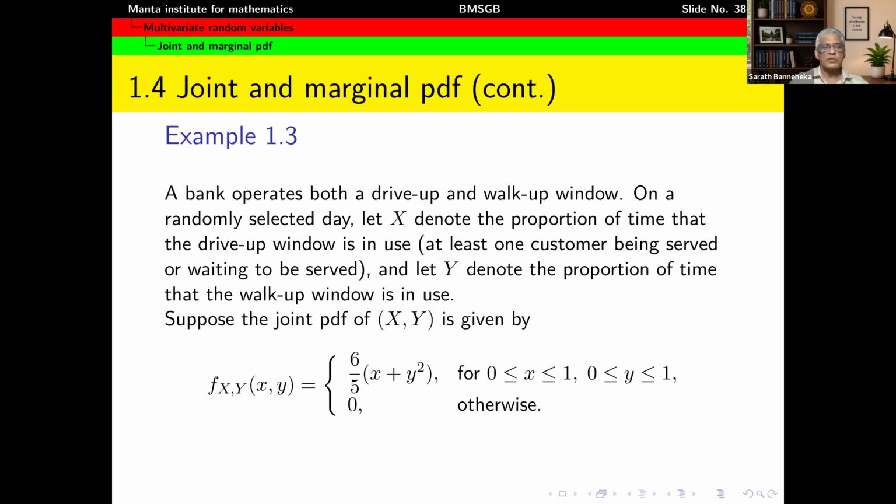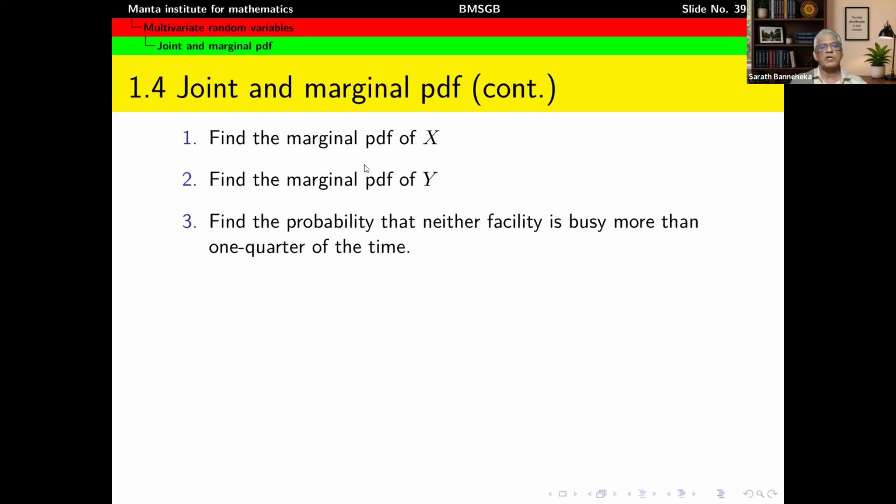So what is the question? Find the marginal probability density function of x, the marginal probability density function of y, and find the probability that neither facility is busy more than 1/4 of the time. Right. So we look at those things.